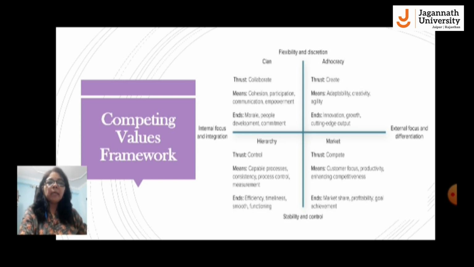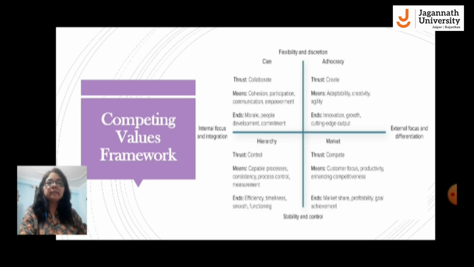Then there is market culture, which on y dimension has external focus and differentiation, and x-axis has stability and control. The thrust area here is to compete. The means to achieve this culture are customer focus, productivity, enhancing competitiveness, and the end result is market share, profitability, goal achievement.